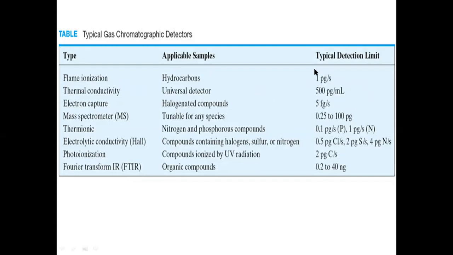If you look at this, these values are going to give the detection limit and hence the sensitivity. 500 picogram per ml. It is the least sensitive. Thermal conductivity detector is the least sensitive among these, because flame ionization detector is having the capability to detect 1 picogram per second. Picogram means 10 power minus 12 grams. Femtogram means 10 power minus 15 grams. 5 into 10 power minus 15 grams per second for electron capture detector. Highly sensitive detector.